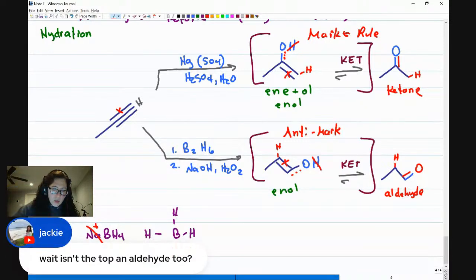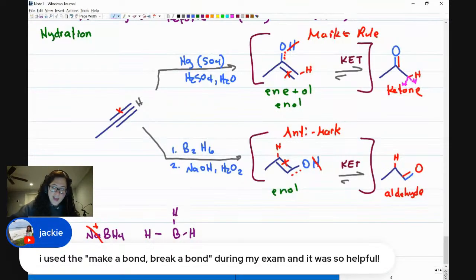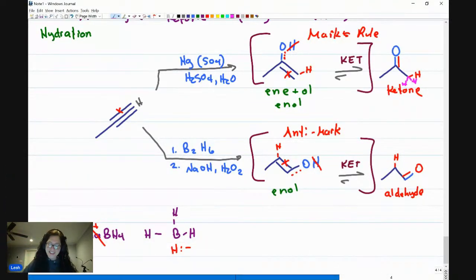Absolutely. Wait, isn't the top an aldehyde too? No, be very careful. I put that hydrogen only to show you that it moved over there. But notice there's a carbon to carbon bond. So this right here is another hydrogen and another hydrogen because it's a terminal group. Nice. So proud of you. I love when students tell me things like that.